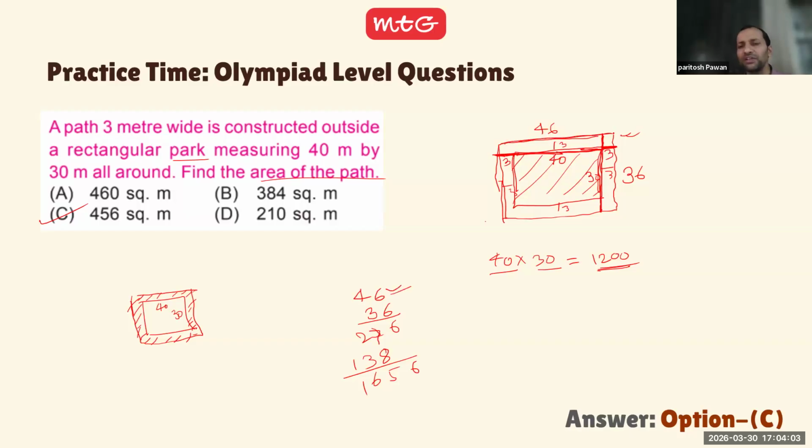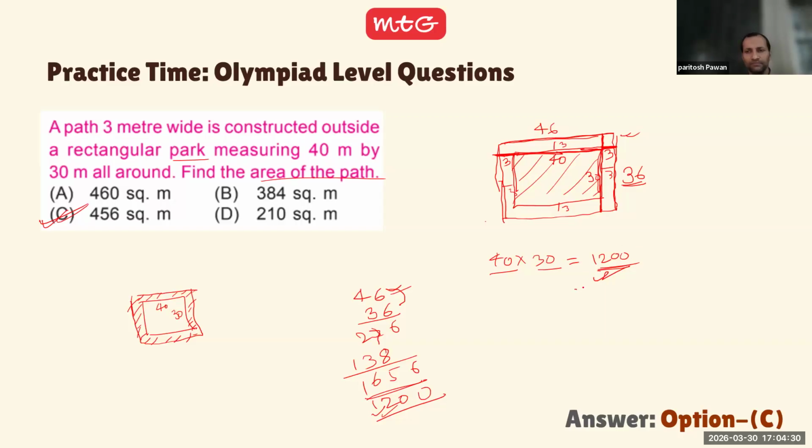Outer length is 46. And similarly, breadth is 36. So we calculate the area 46 into 36. So it is 1656. So earlier area is 1200, new area is 1656. How much increase? Subtract here. So that is 456, which is option C. Okay, sir.